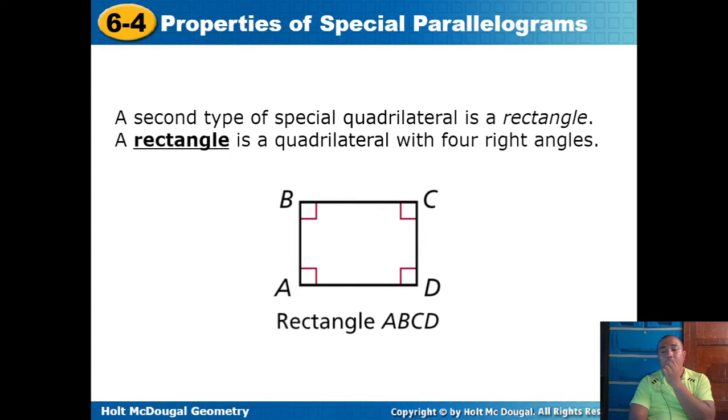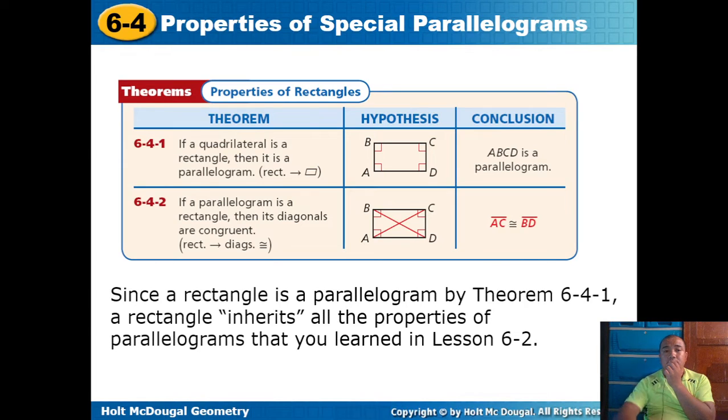A second type of special quadrilateral is a rectangle. A rectangle is a quadrilateral with 4 right angles. It's actually a parallelogram because all the properties of a parallelogram comprise the properties of a rectangle. Theorem: if a quadrilateral is a rectangle, then it's a parallelogram. So if ABCD is a rectangle, the conclusion is it is also a parallelogram.